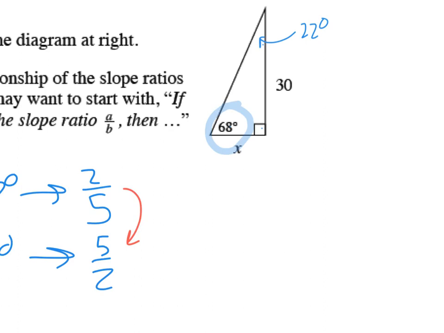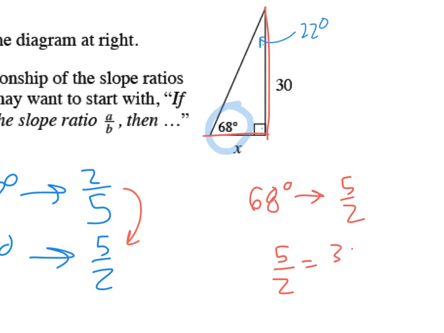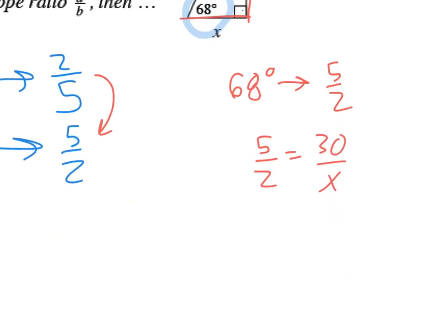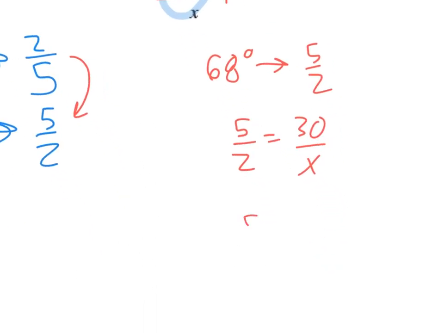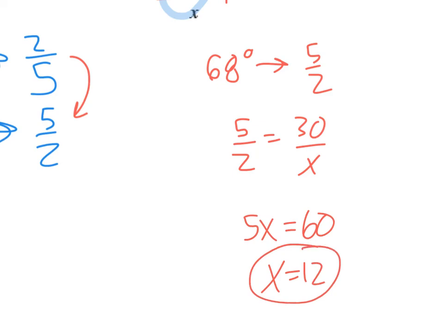I know that 68 degrees has a slope ratio of 5/2. And so therefore that ratio has to be equivalent to the change in y over the change in x of this triangle, which would be 30/x. So if I cross multiply and solve here, I'm going to get 5x equals 60. And dividing by 5, x would be equal to 12.